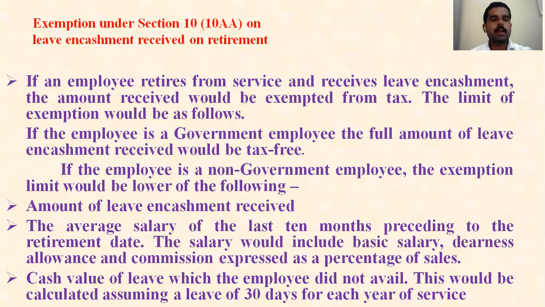Lower of the following means here: the amount of leave encashment received; the average salary of the last 10 months preceding the retirement date. The salary would include basic salary, dearness allowance, and commission expressed as a percentage of sales. And the cash value of leave which the employee did not avail, this would be calculated assuming a leave of 30 days for each year of service. These are the conditions which we are going to apply for the leave encashment received on retirement of a government employee as well as a non-government employee.